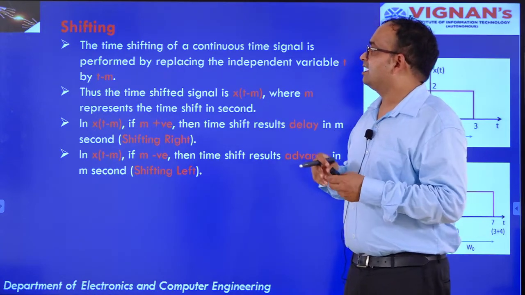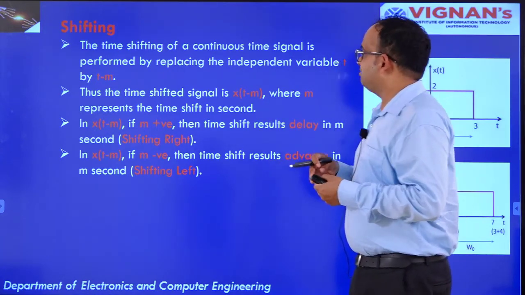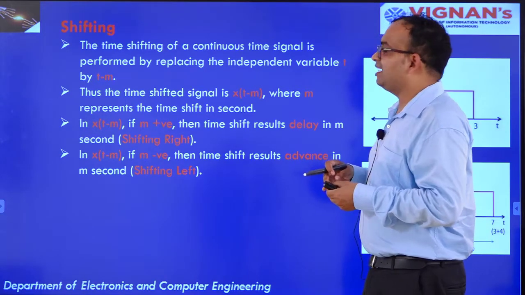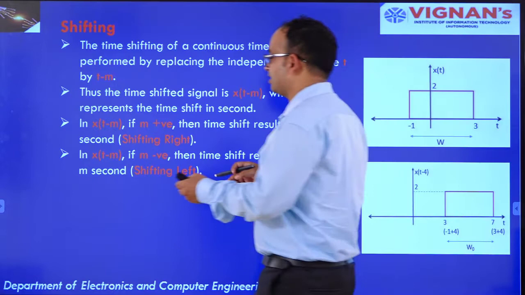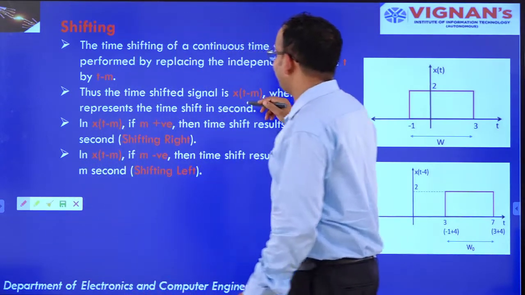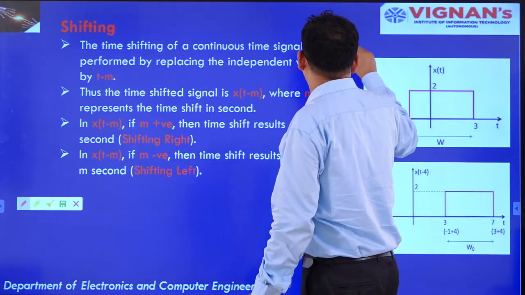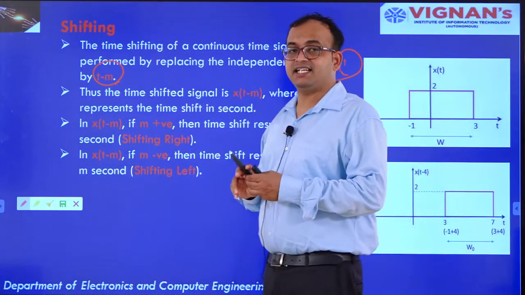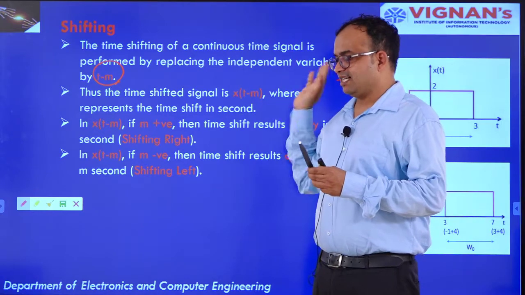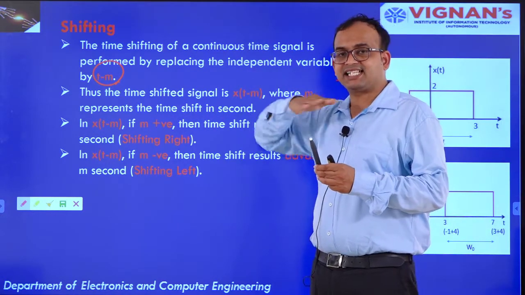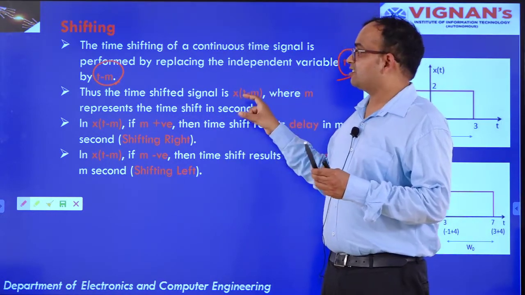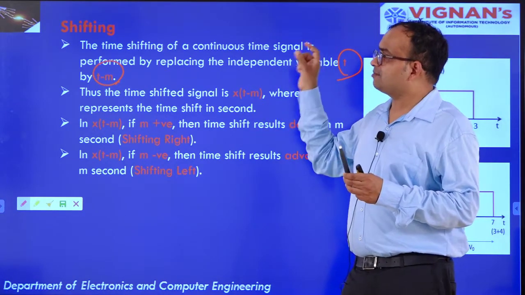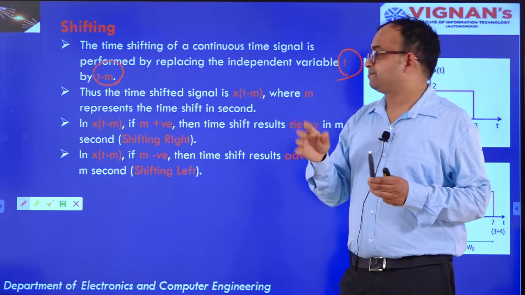Now, the time shifting of a continuous time signal is performed by replacing the independent variable t by t minus m. This is most important. We are changing the variable time t to t minus m. Now we will see how the signal will shift on the x-axis or time axis. In this case also the amplitude remains constant, as we are doing the operation on the time axis.